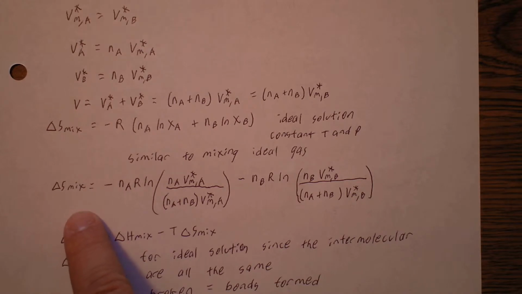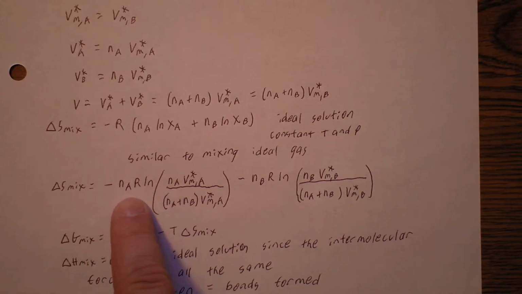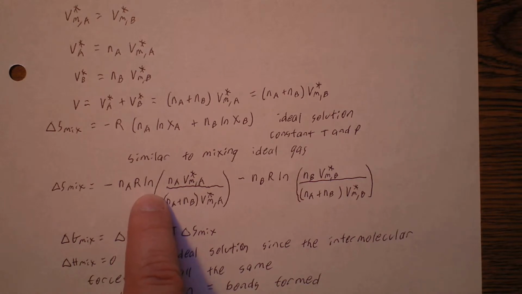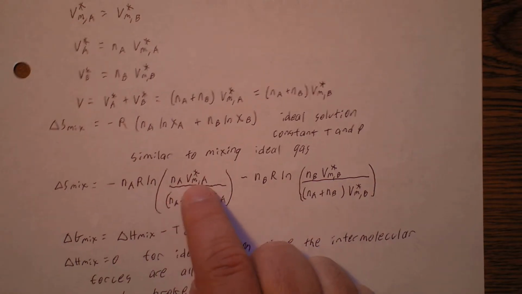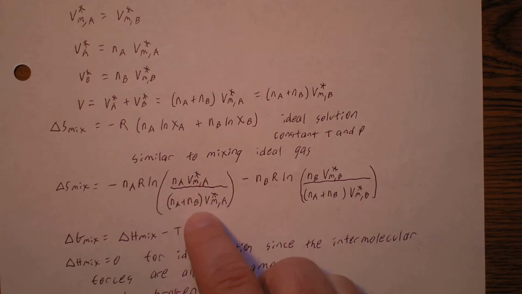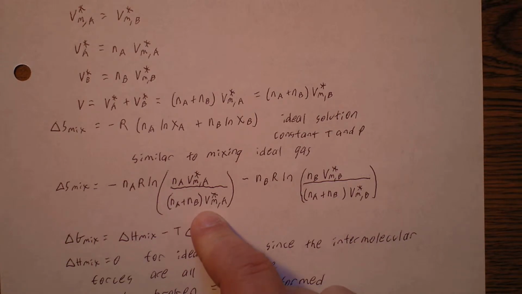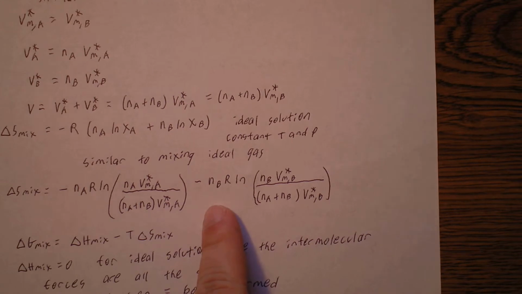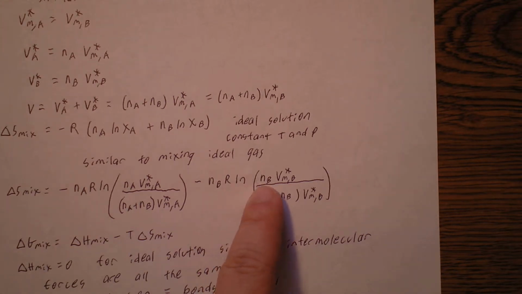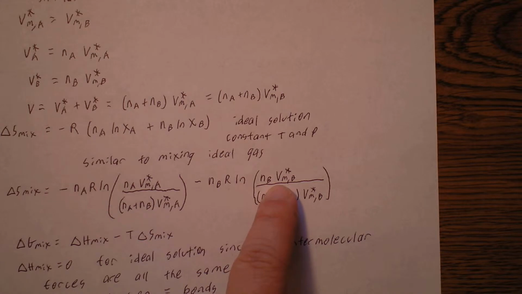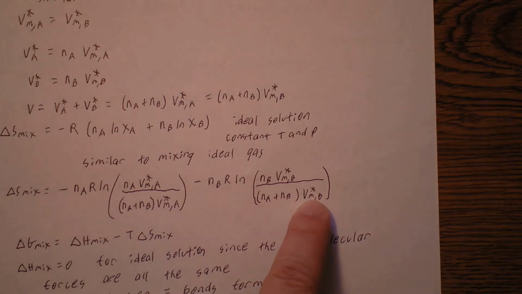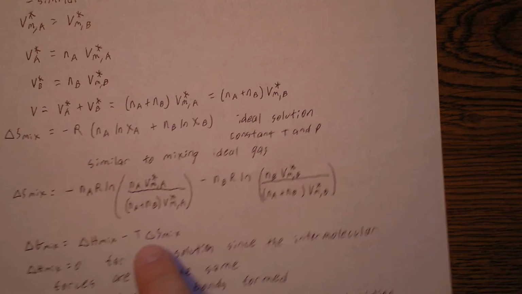So the change in the entropy from mixing is equal to minus the number of moles of substance A times the gas constant R times the natural log of this whole quantity: the number of moles of substance A times the molar volume of A unmixed, divided by the number of moles of A plus the number of moles of B times the molar volume unmixed of A; minus the number of moles of B times R times the natural log of this whole quantity here: the number of moles of substance B times the molar volume of substance B unmixed, divided by the number of moles of substance A plus the number of moles of substance B times the molar volume of substance B.